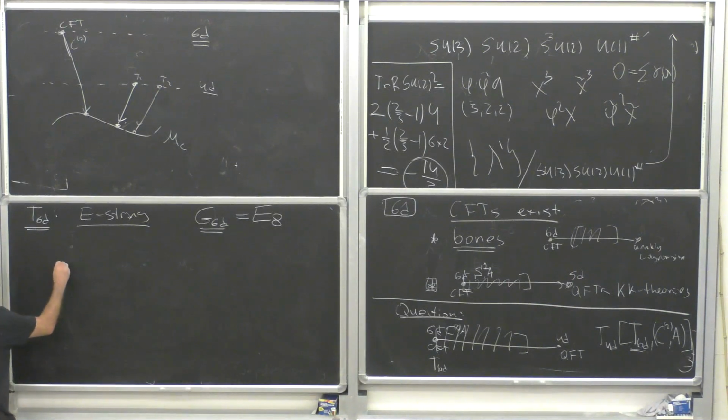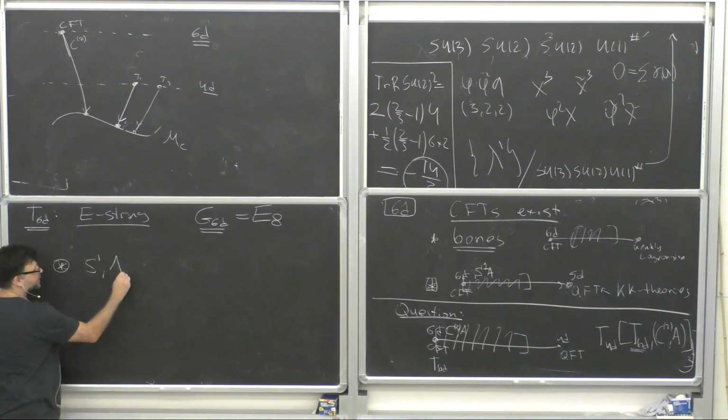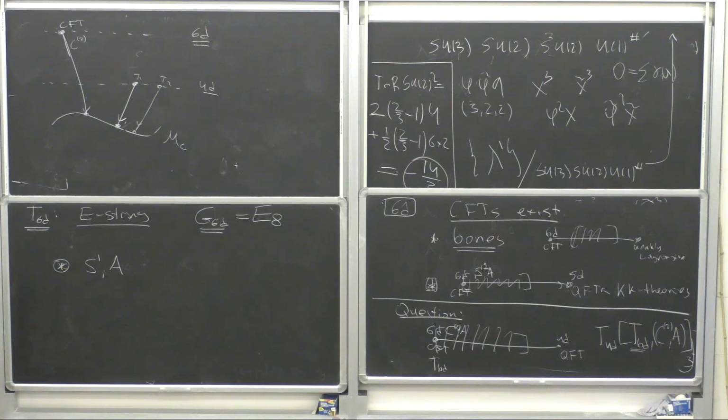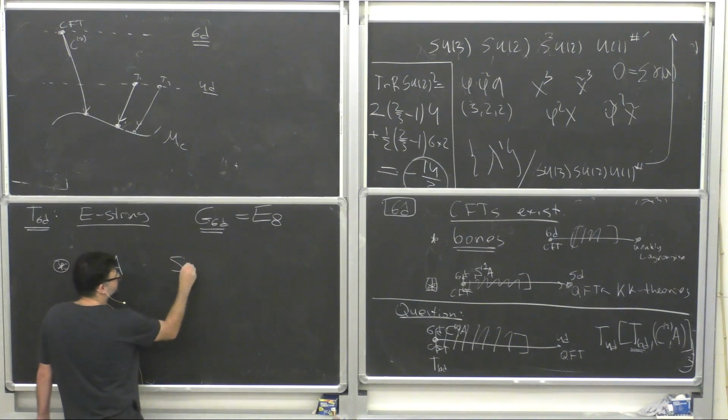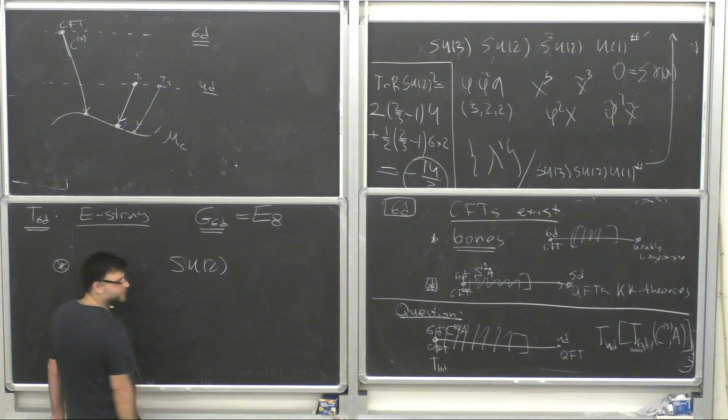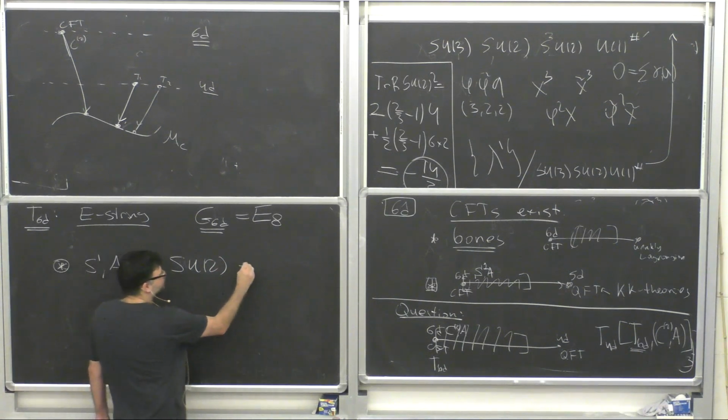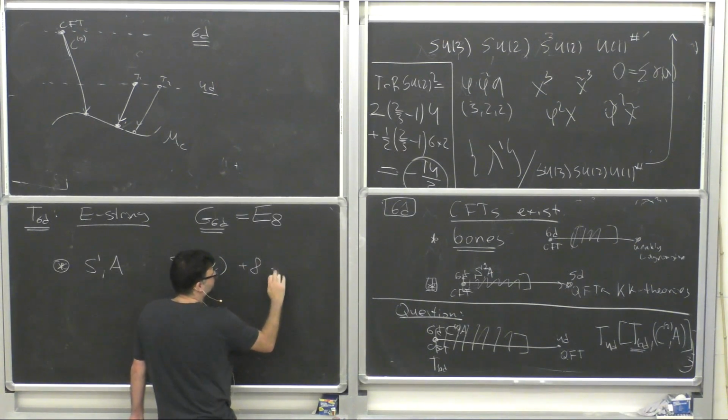Another thing you know is if you take this 6D theory and you put it on a circle with some choice of background vector fields, you get in 5 dimensions an SU(2) gauge theory with 8 fundamental fields.